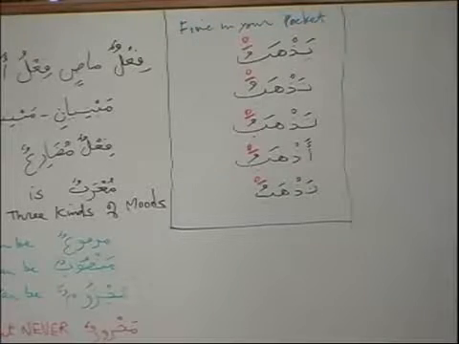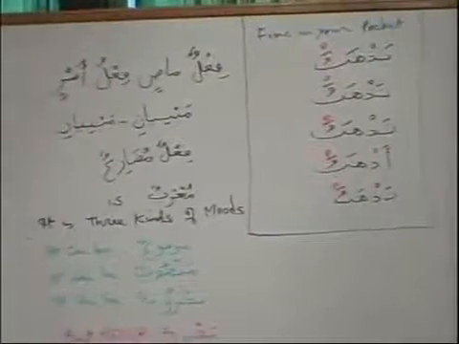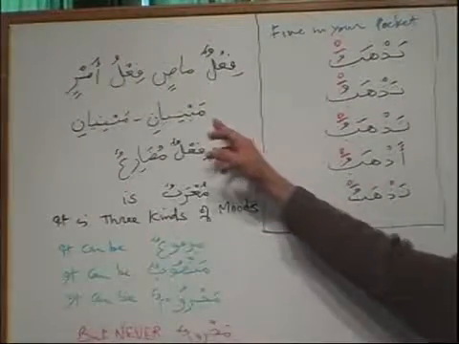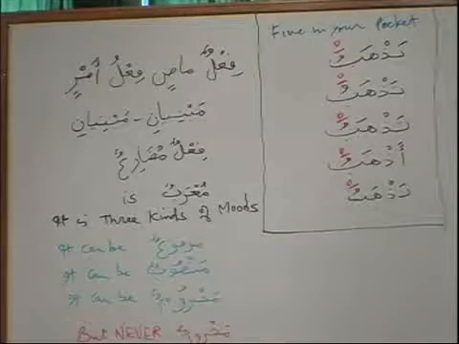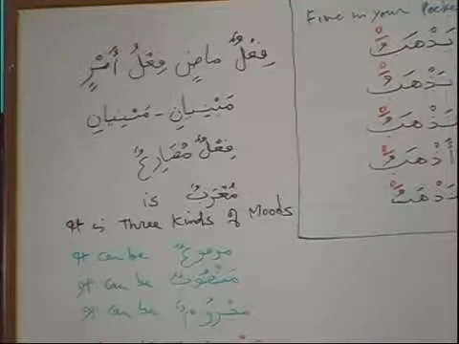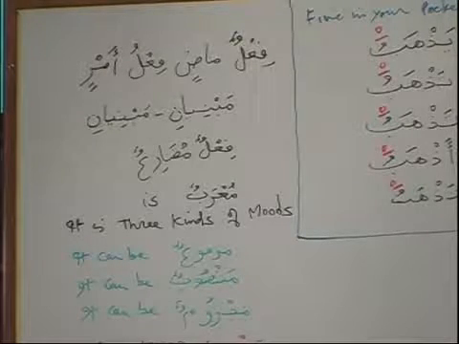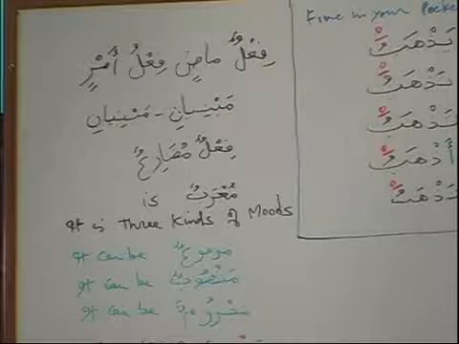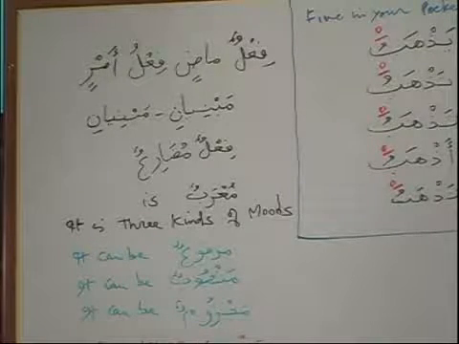Al-fi'lul mudari'u mu'rabun. What is the meaning of mu'rab, brothers and sisters? It declines. Mu'rab, it declines. Wal-fi'lul madi wal-fi'lul amri mabniyyani. They are mabni, fixed, inshallah. Fi'l madi and fi'l amr are mabniyyan. Fi'l mudari' is mu'rab. Mu'rab means it declines. Remember this.